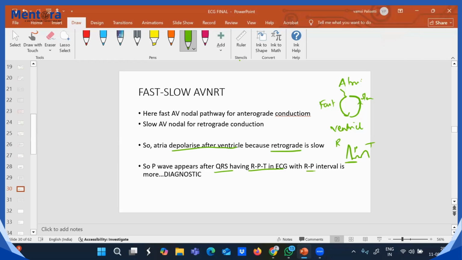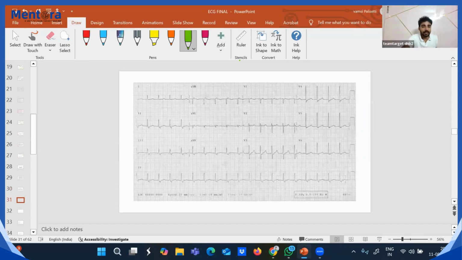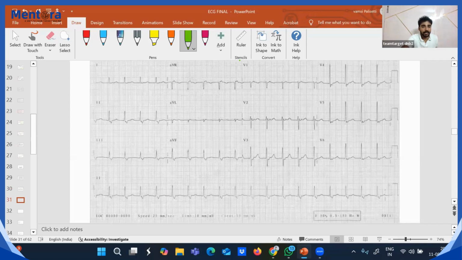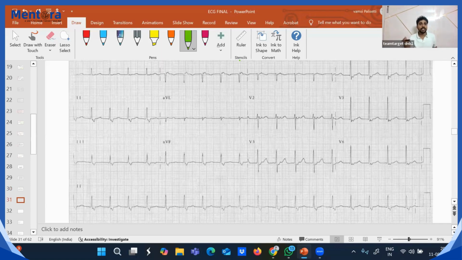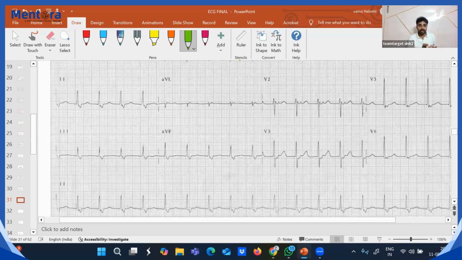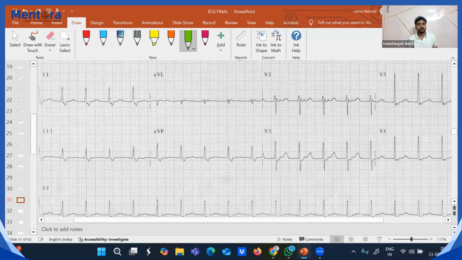Clear? I will show you the ECG here. See the ECG here. If you see the ECG here, it's normal narrow QRS complex, regular, P waves absent if you see properly. You can label it as PSVT. In the PSVT, you have to identify whether it's slow fast AVNRT or fast slow AVNRT.